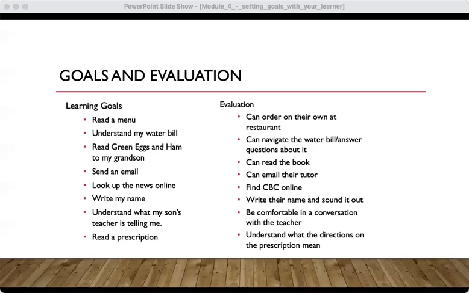Understand what my son's teacher is telling me. Well, can they be comfortable in a conversation with the teacher? So whether that's a report in person or perhaps it's a written report. Read a prescription. Can they understand what the directions on the prescription mean? That can be as simple as bringing in a Tylenol bottle and having them read the instructions and summarize it back to you.